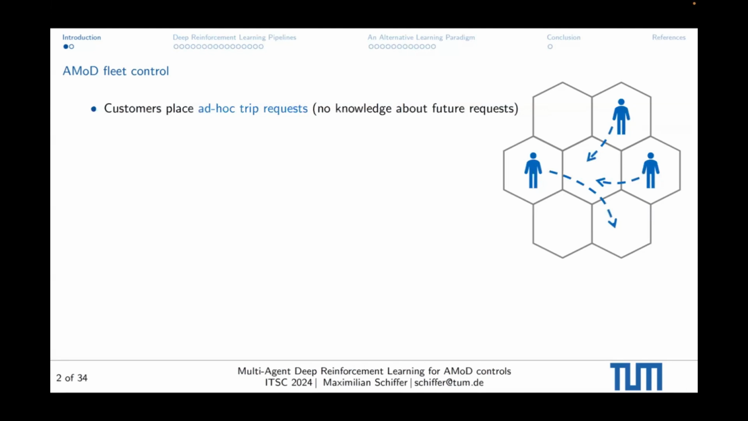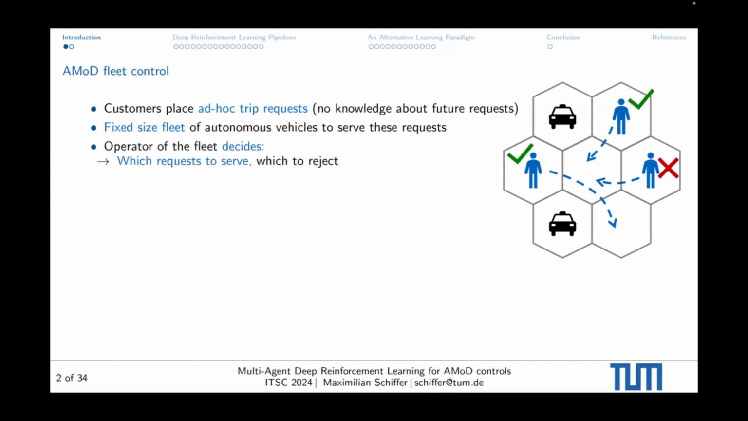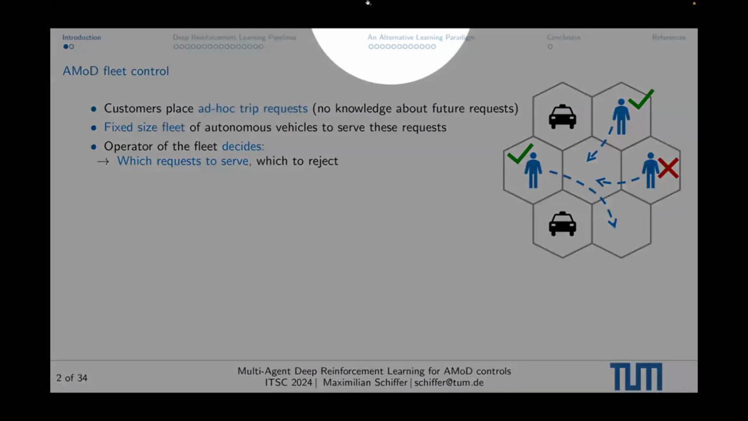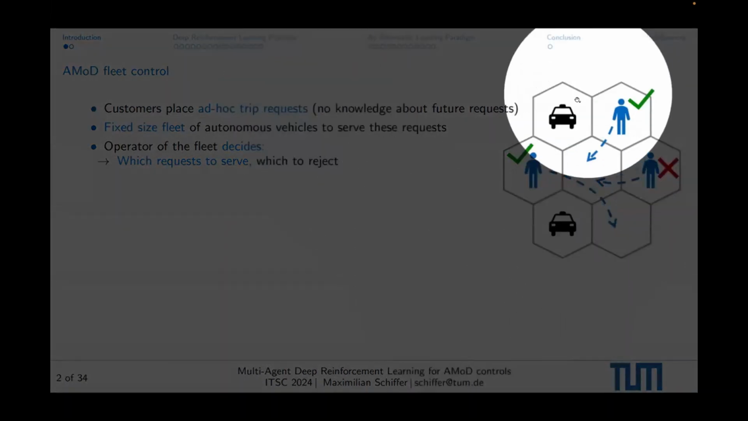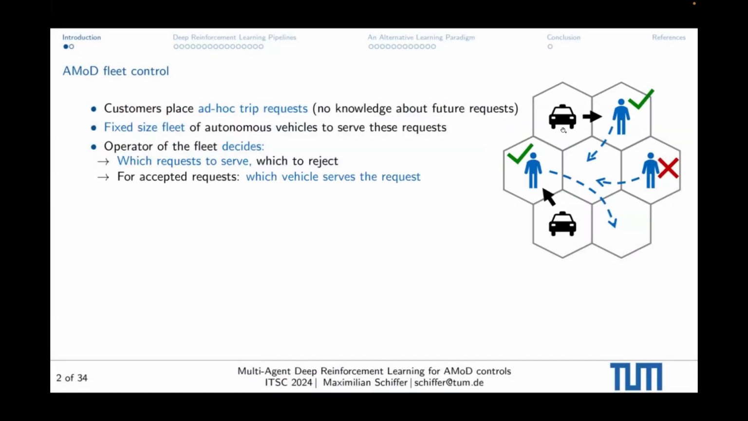Basically, we're looking at a setting where you have some service area, some customers put requests into your system. So you have a fixed size fleet of vehicles with which you can serve those requests. So if you're the operator of that fleet, what you have to do is decide which of those requests to serve and which to not serve, and with which vehicle to serve which request, right? And you want to do that in a way that you maximize your own profit.